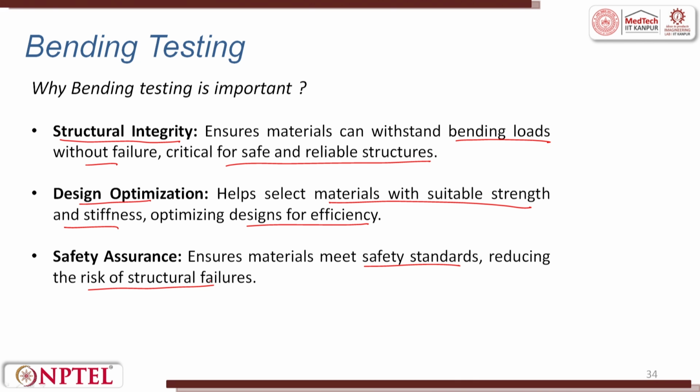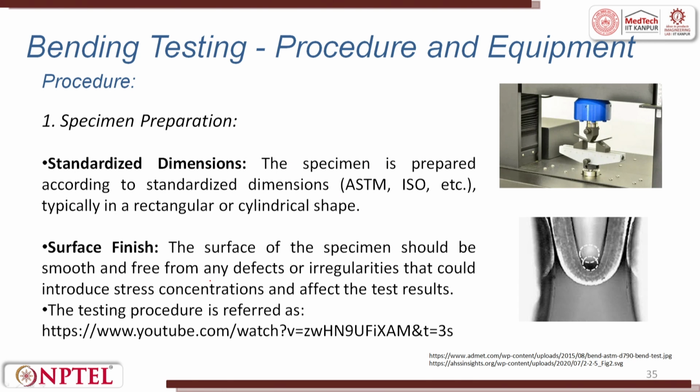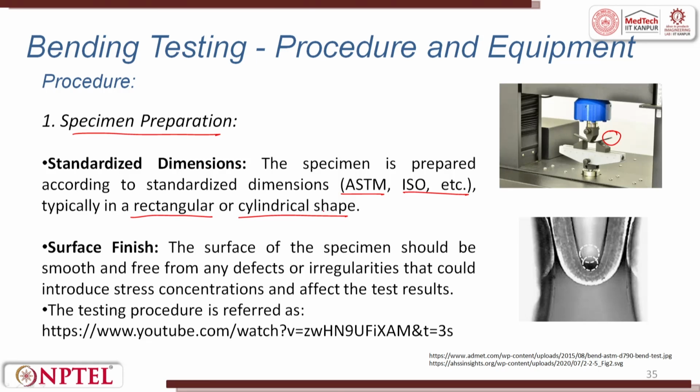Now, let us see the procedure for bending testing. First step is specimen preparation. Standardized dimensions are based upon certain standards, ASTM or ISO, and the specimens are majorly rectangular. It could be cylindrical depending upon the test that we are conducting. This is a rectangular specimen, and it could be a cylindrical specimen. The demonstration that I will show you in the virtual environment would be a round, cylindrical specimen.